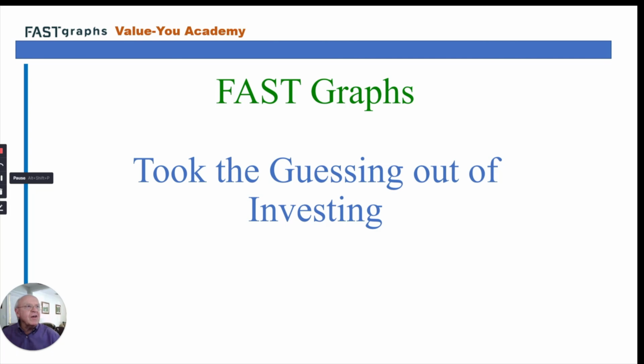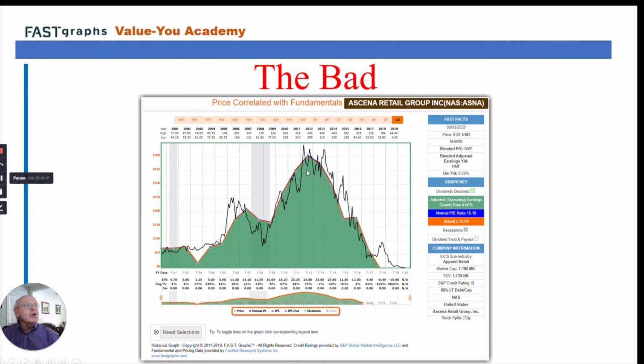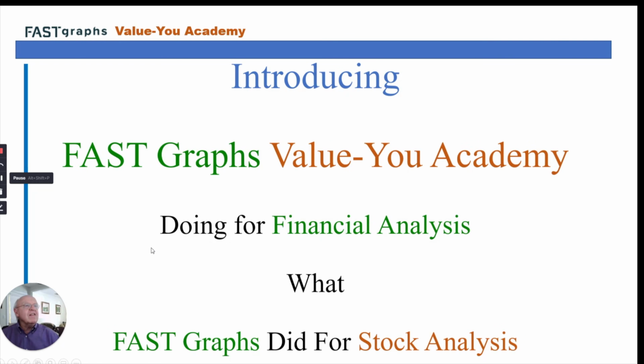FastGraphs took the guessing out of investing. It allows us to identify a company instantly and visually, whether it was a really good company like AmerisourceBergen, or whether we were looking at a company whose fundamentals were deteriorating, a bad company like Ascena Retail Group has been over the last several years, or even an ugly situation where we had this great American iconic brand like General Electric that performed as a business so beautifully, and then for more than the last decade, the company's fundamentals have really been deteriorating. But FastGraphs allows you to instantly see that visually. And that's one of the things I like to say: we produce essential fundamentals at a glance.